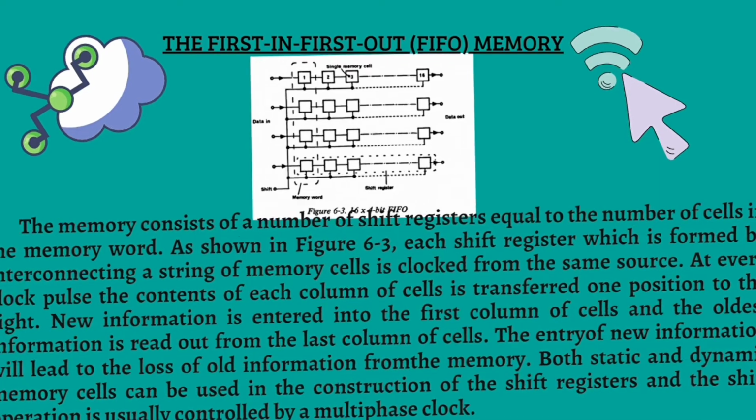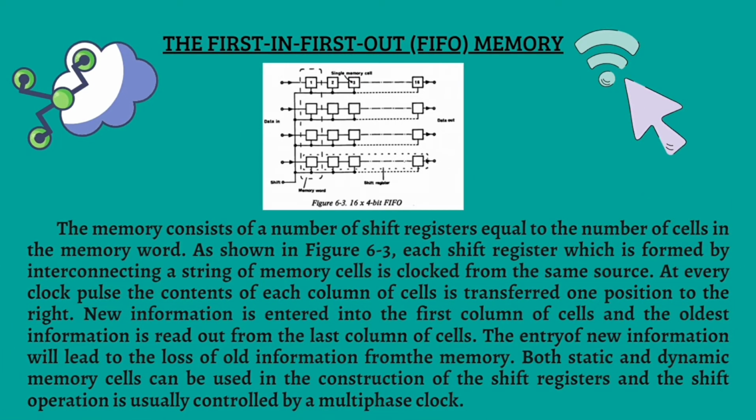The first in first out, FIFO memory. The memory consists of a number of chip registers equal to the number of cells in the memory word. As shown in figure 6.3, each chip register, which is formed by interconnecting a string of memory cells, is clocked from the same source. At every clock pulse, the content of each column of cells is transferred one position to the right.